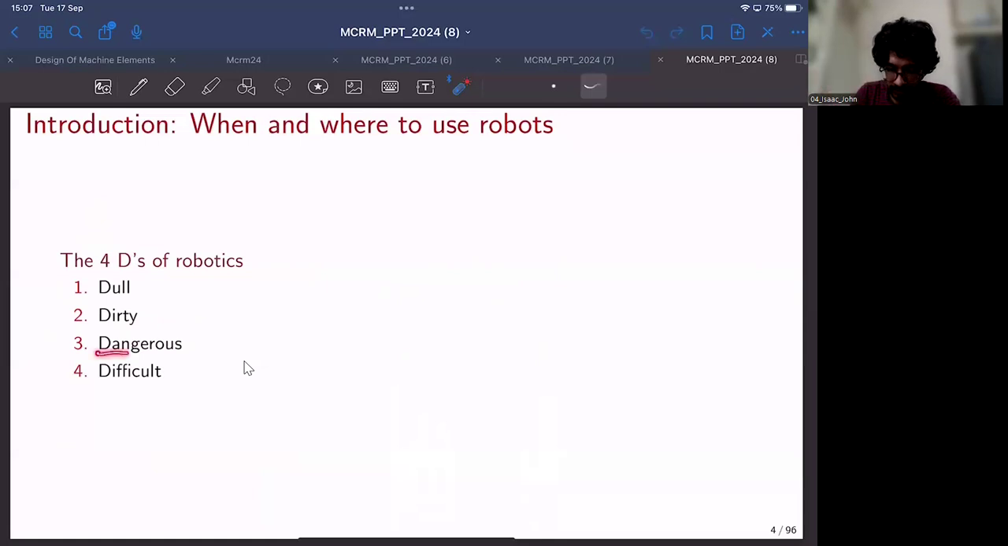And there are also tasks which are dangerous, probably extraction of hazardous nuclear waste from sites which are nuclearly hazardous. So instead of deploying a human being, we can send a remotely controlled robot to do some intervention. And another is, if the task is so difficult for a human being, we can again use a robot for tasks which are difficult.